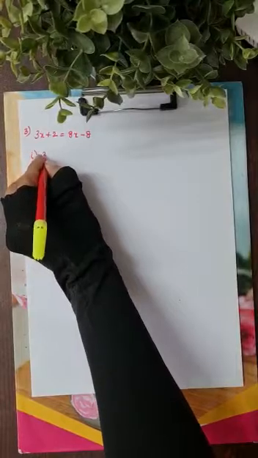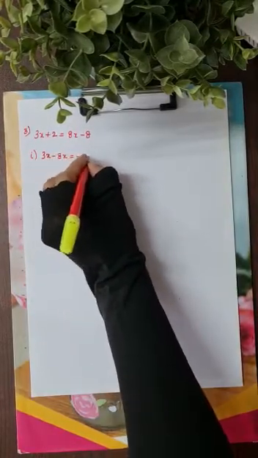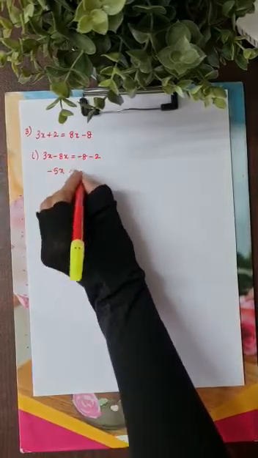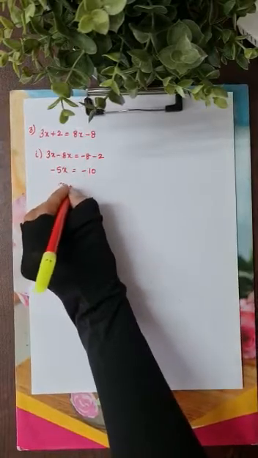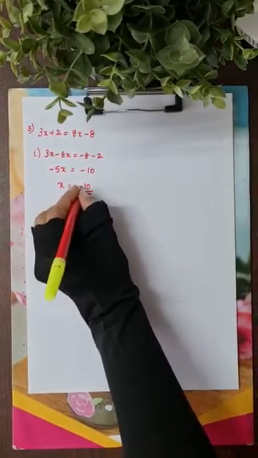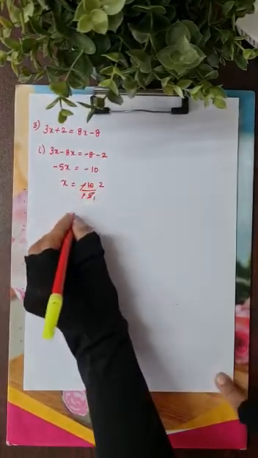Okay, so this can be written as 3x minus 8x is equals to minus 8 minus 2. 3x minus 8x is minus 5x, that is equals to minus 10. x is equals to minus 10 divided by minus 5. Minus minus gets striked out. 5 ones are 5, 5 twos are 10. So x is equals to 2.